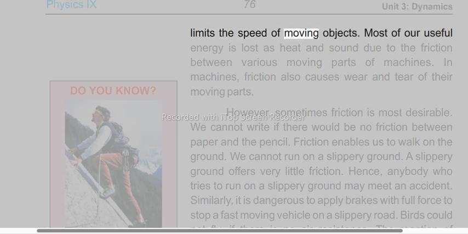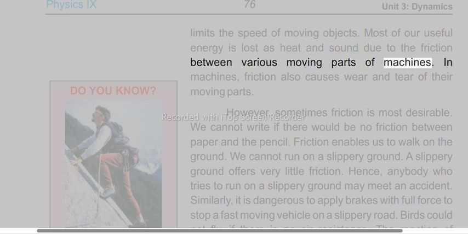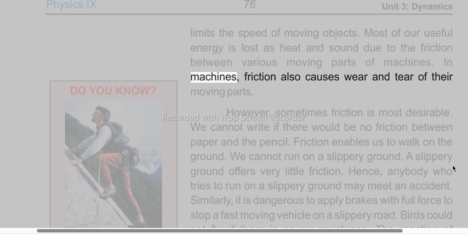limits the speed of moving objects. Most of our useful energy is lost as heat and sound due to the friction between various moving parts of machines. In machines, friction also causes wear and tear of their moving parts.